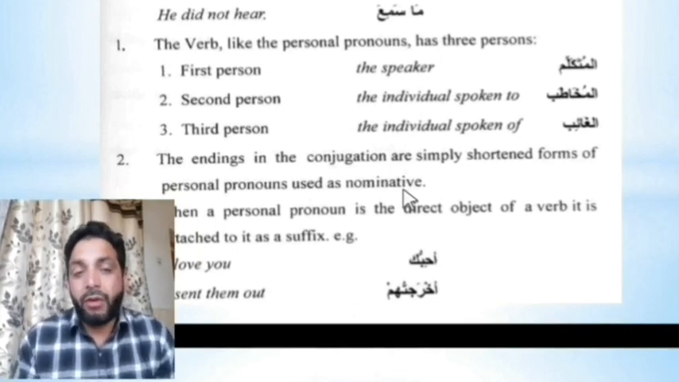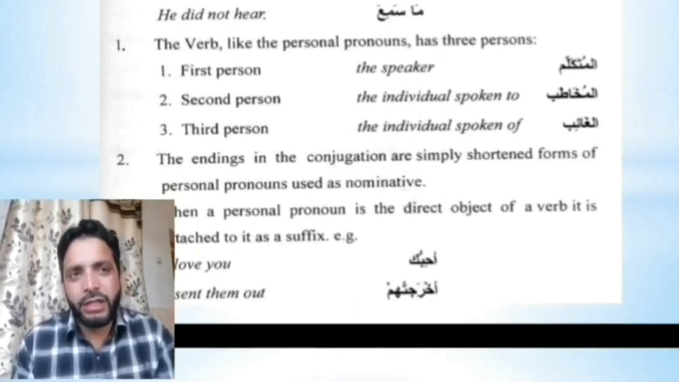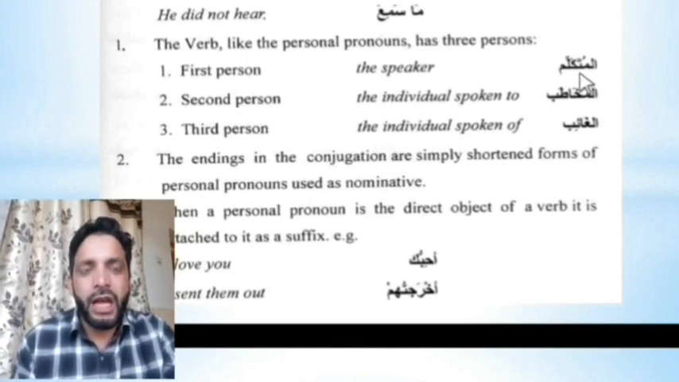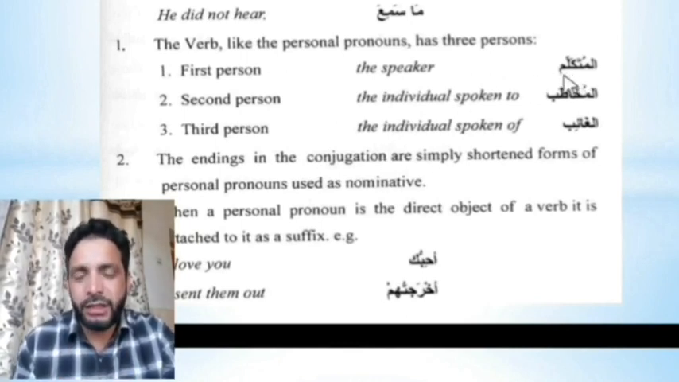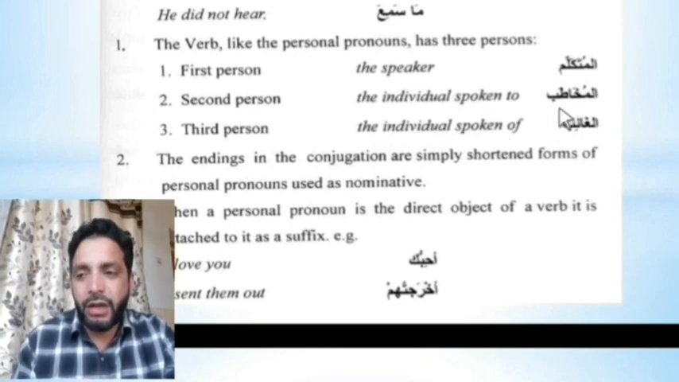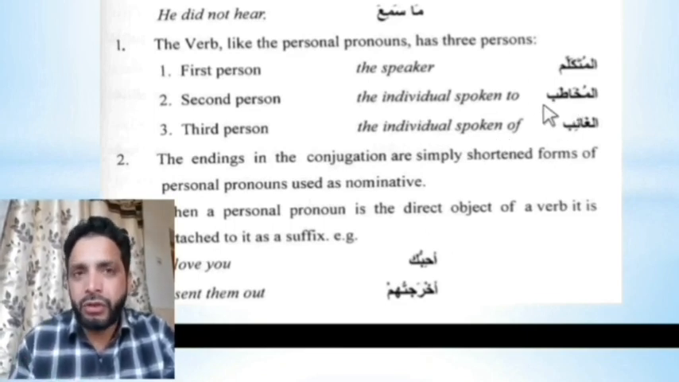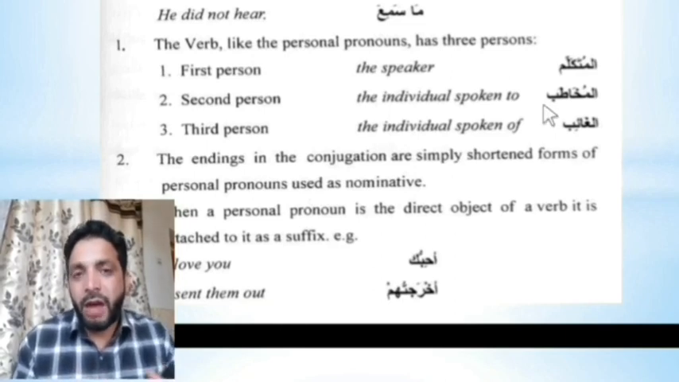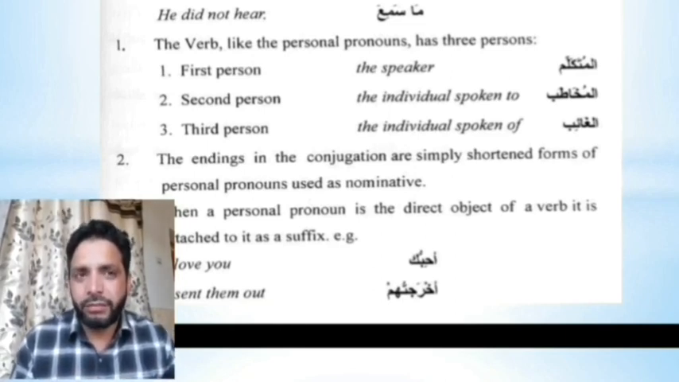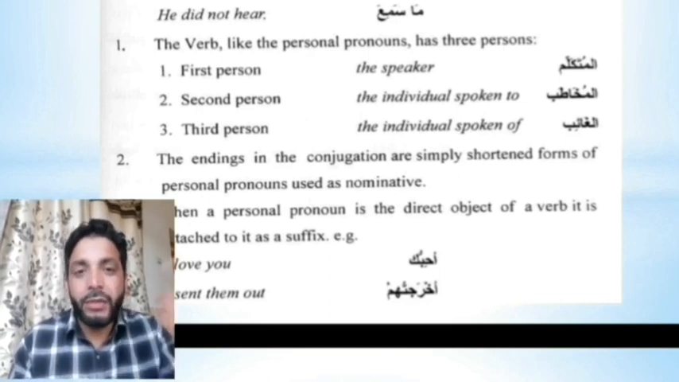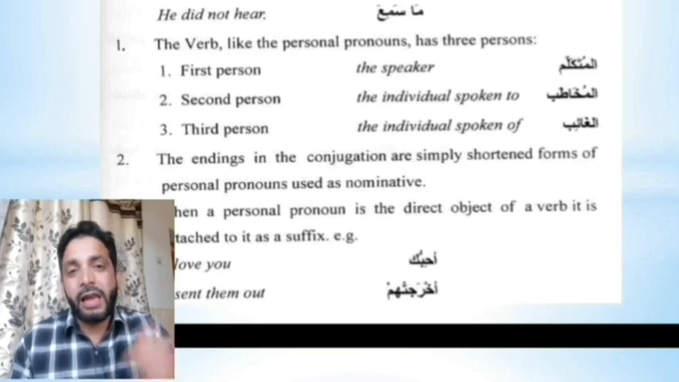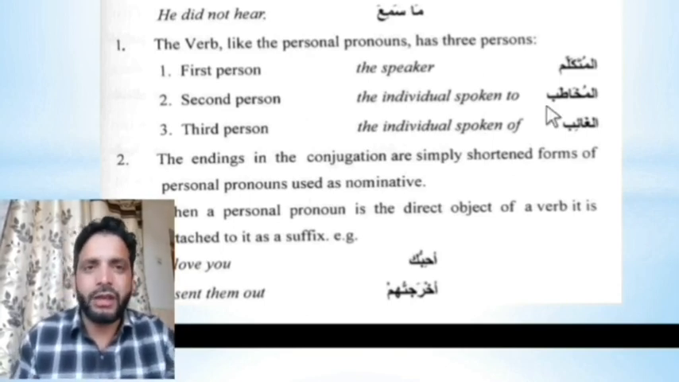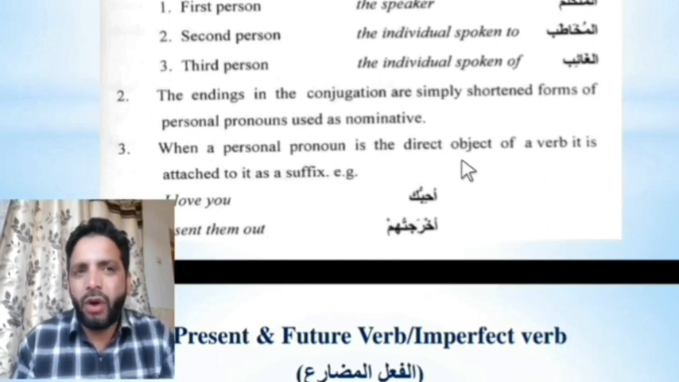The verb, like the personal pronoun, has three persons, which we have discussed in the conjugation. First is al-mutakallim. Mutakallim means the one who speaks. Second person means the person with whom you are talking, the individual spoken to. Third person means about whom you are talking. Al-ghaib. In Arabic we call it ghaib, means the individual spoken of. Mutakallim means speaker. Mukhatab means the person with whom you are speaking. Al-ghaib means about whom you are speaking. The endings in the conjugation are simply shortened forms of the personal pronouns used as nominative.